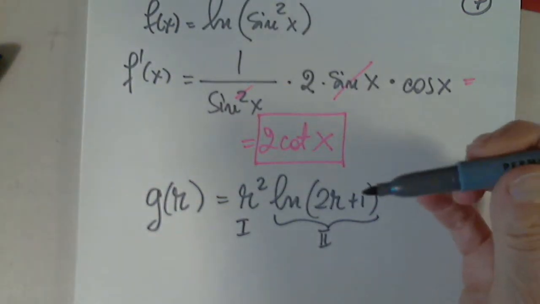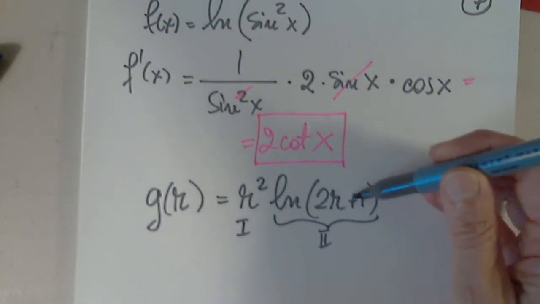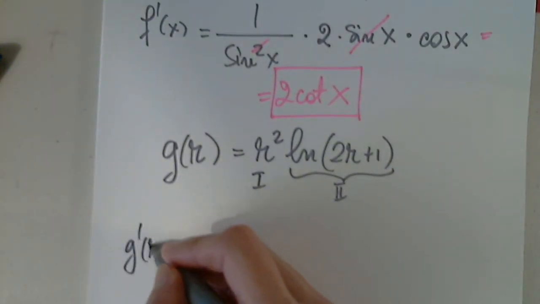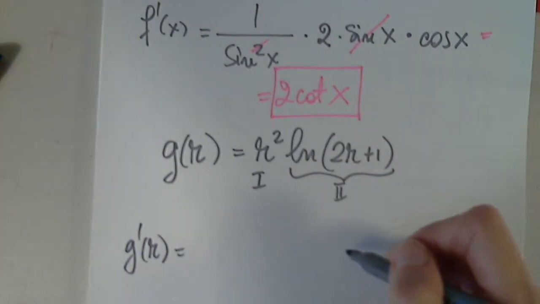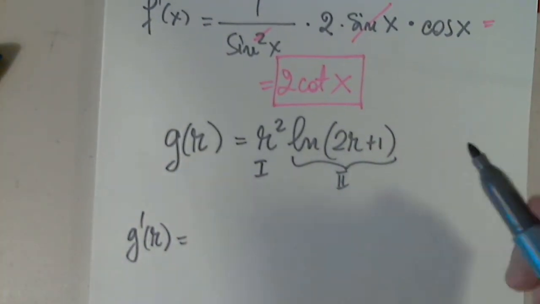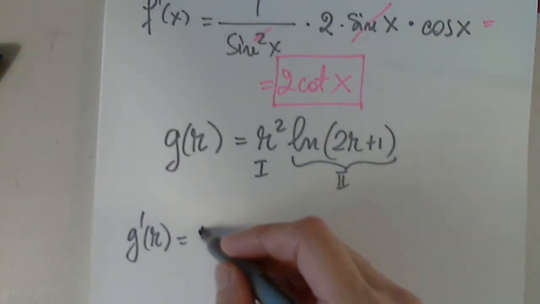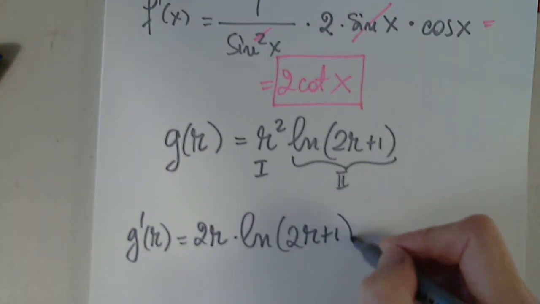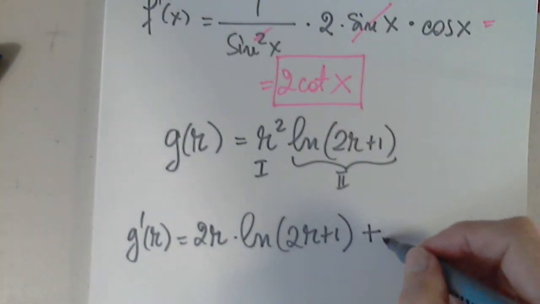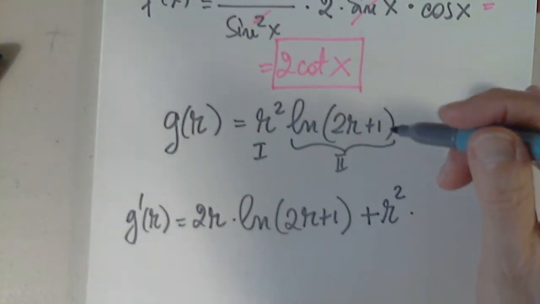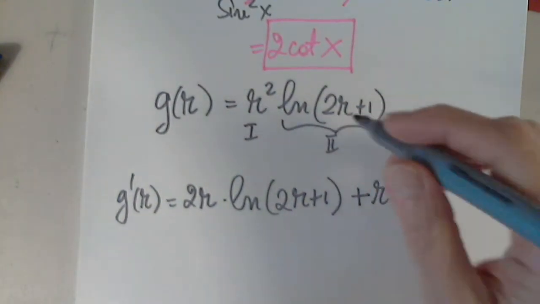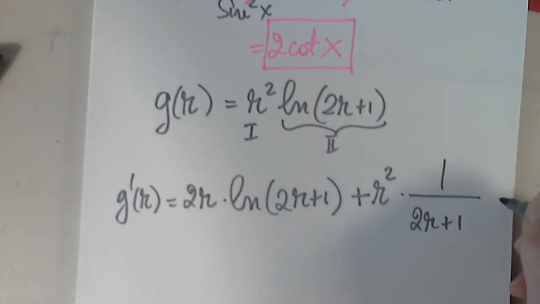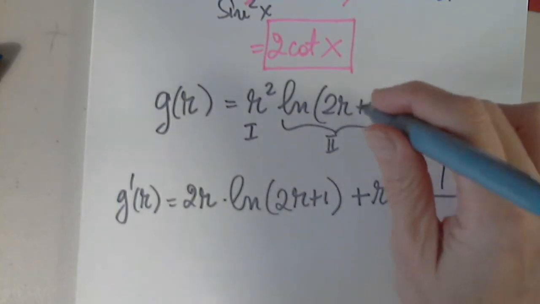Function 2 is also a function composition, because I have a function inside of another function. So g prime of r. Now I have to have a sum of two different products. I differentiate the first function, 2r, multiply by the second function, plus I copy the first function, but now I have to differentiate the natural log. When I differentiate natural log, I get 1 over whatever it is applied to, but then I have to multiply by the inner function prime, which is 2.